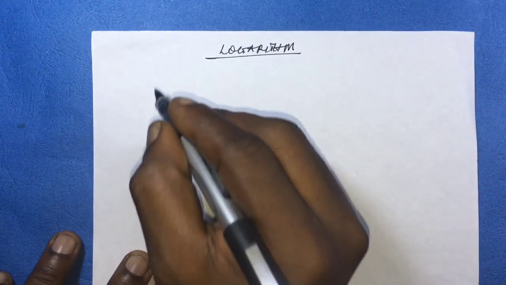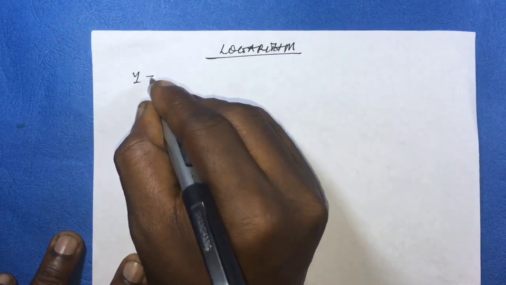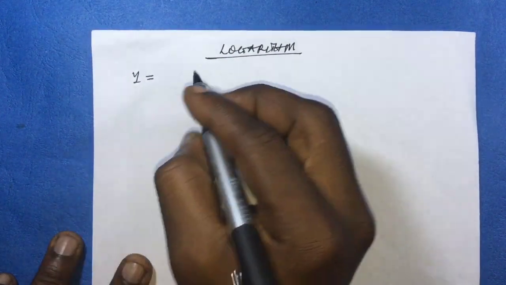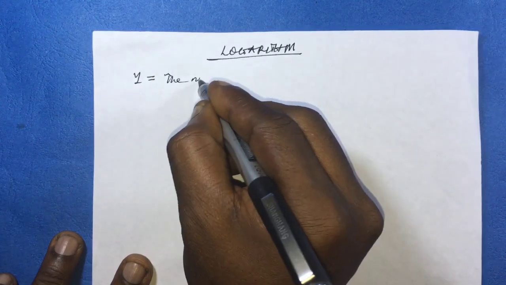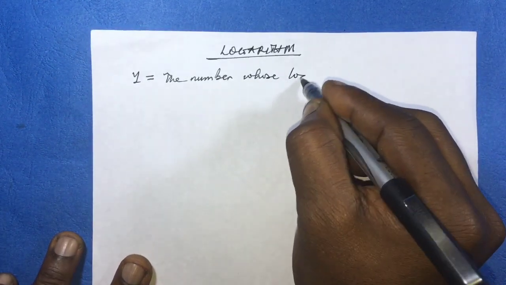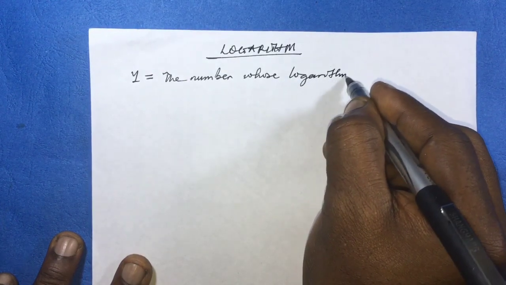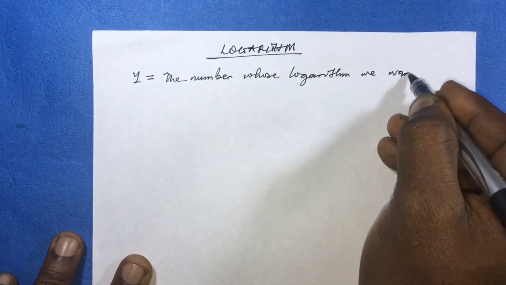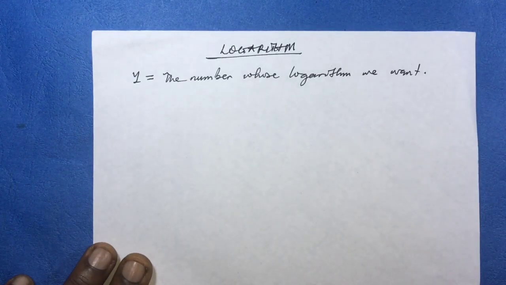So let me start with saying y. I'm going to write y and equate it to be the number whose logarithm we want. So I'm calling y the number whose logarithm we want. Now, when you deal with logarithms, you must take note of one thing: logarithms must always be discussed in a given base.